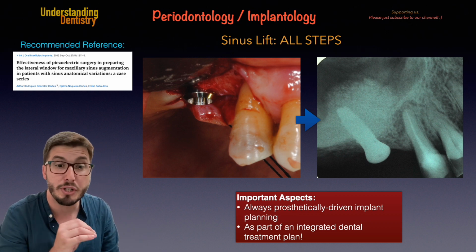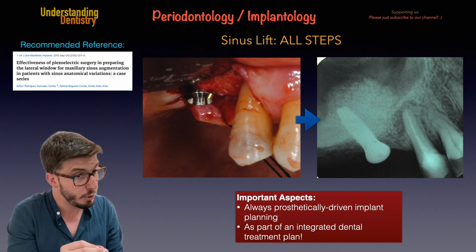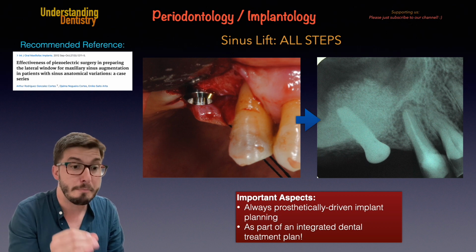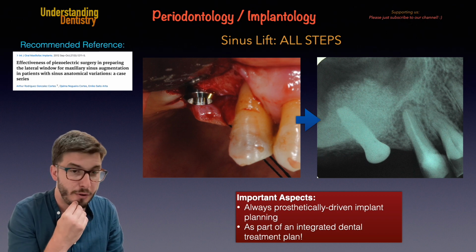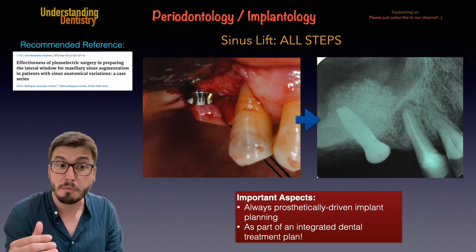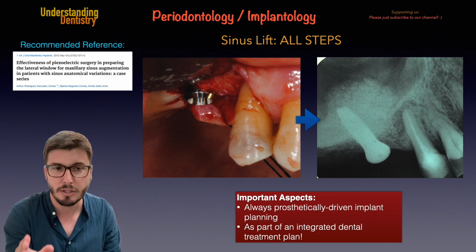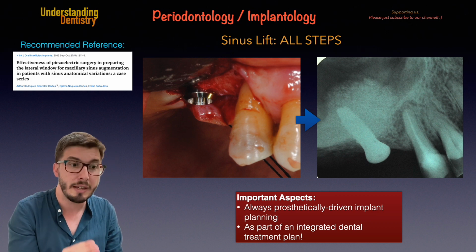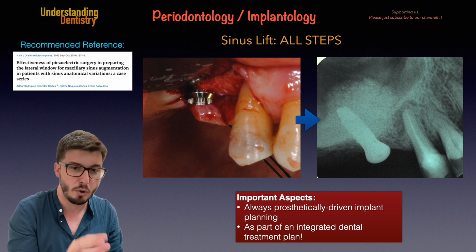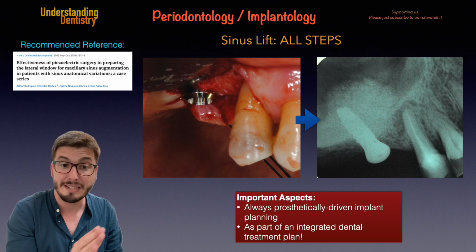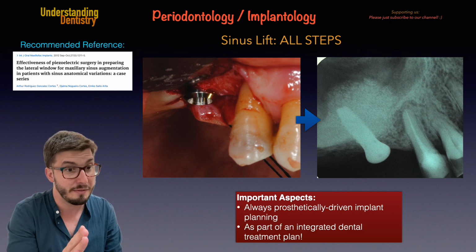Important aspects, always prosthetically driven, because if the implant is supposed to support the prosthesis, the prosthesis should always be planned beforehand, before the implant. Okay, that's the correct order of procedures. And of course, as part of an integrated dental treatment plan. So of course, in accordance with the medical history, in accordance with the dental history, with the chief complaint of the patient, and in accordance with the occlusion of the patient and all the other aspects. So always being part of an integrated dental treatment plan. Okay, even though we are using this video only to comment on the sinus lift steps.